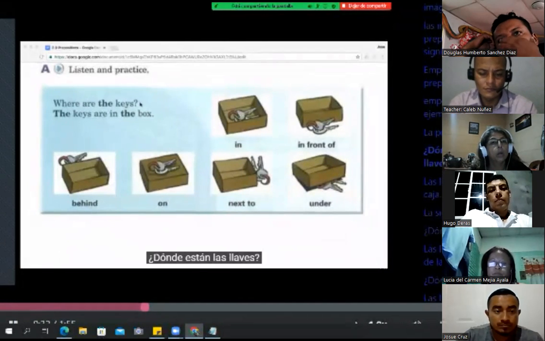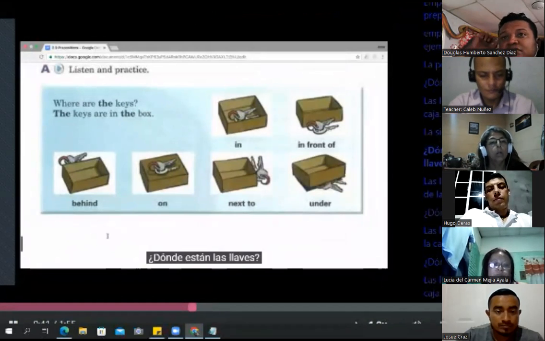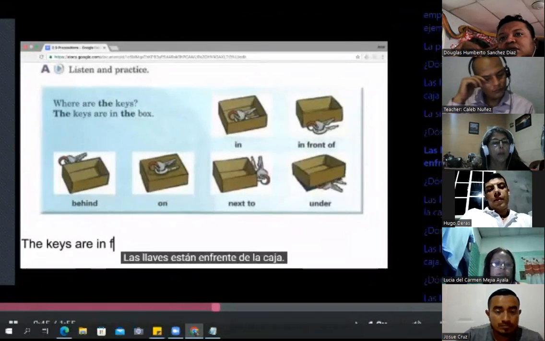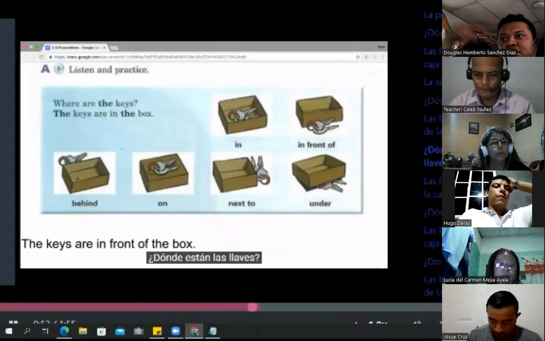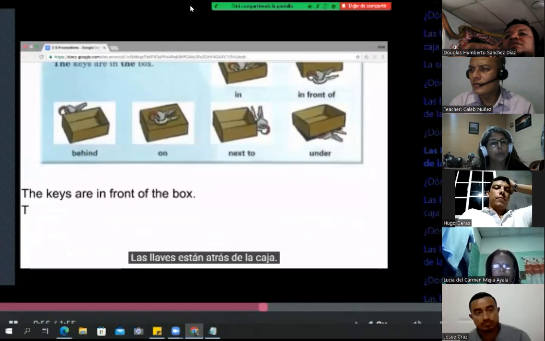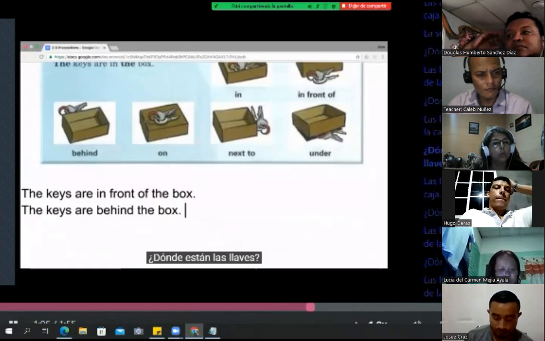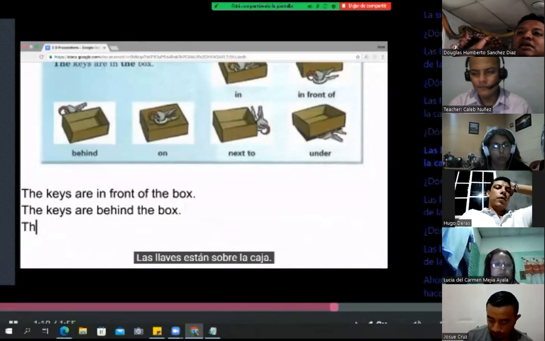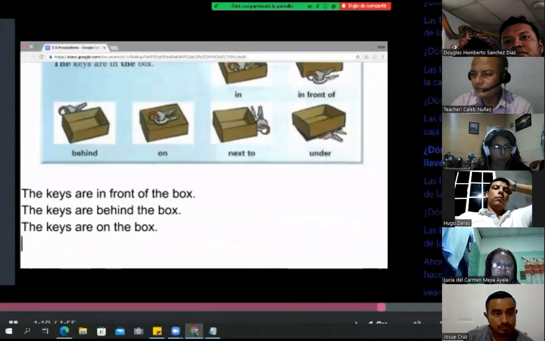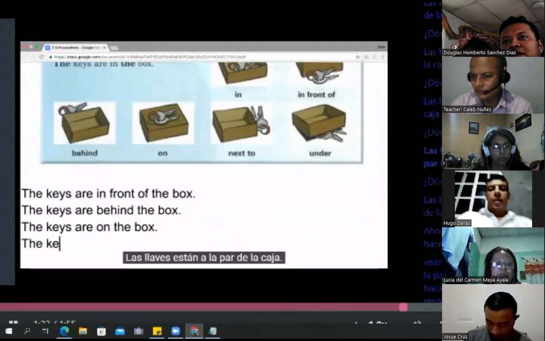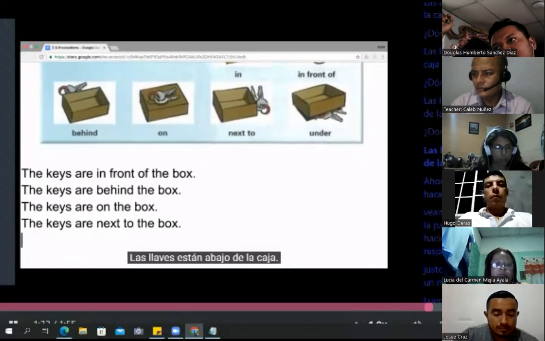The question is, where are the keys? The keys are in the box. The next one, where are the keys? The keys are in front of the box. Where are the keys? We can see the keys are behind the box. Where are the keys? The keys are on the box. Where are the keys? The keys are next to the box. Where are the keys? The keys are under the box.